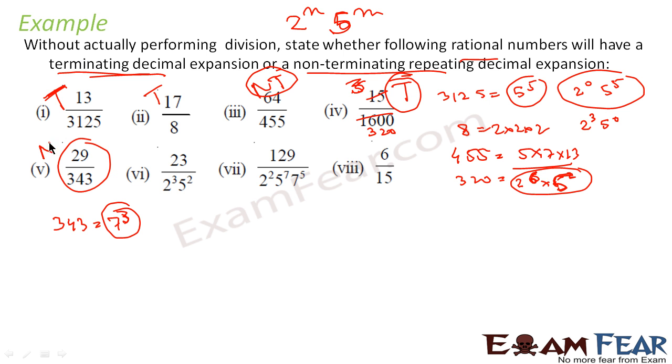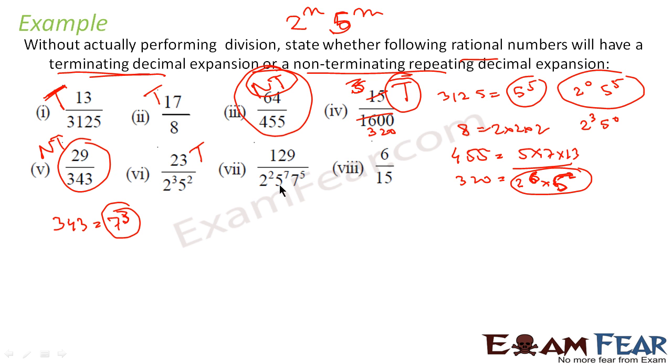I'll put all non-terminating in the circle. 23 by 2 to the power 3, 5 to the power 2. Here as you see there is no common factor. They are co-primes. Also it is already written in this form, so we can say that this is terminating because it is of the form 2 to the power 3, 5 to the power 2.